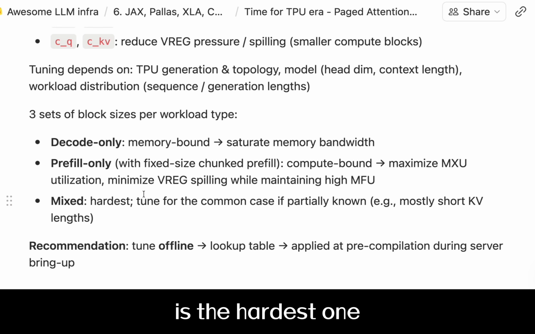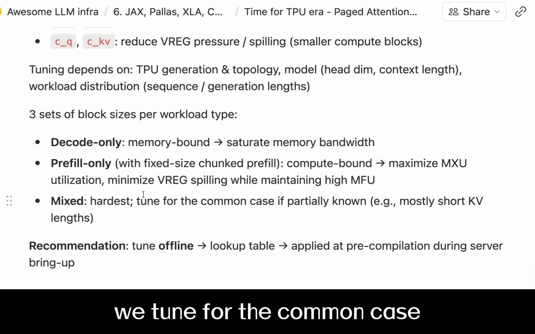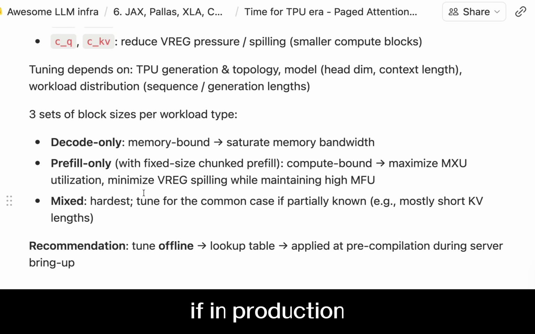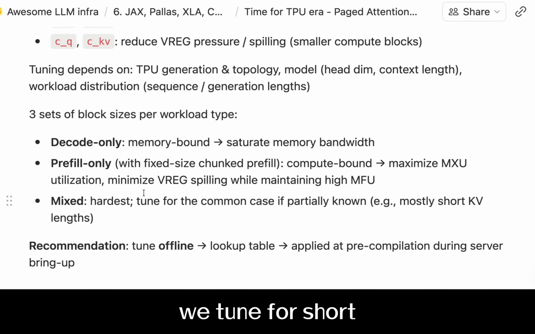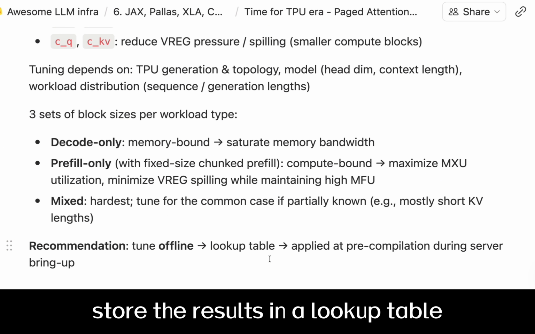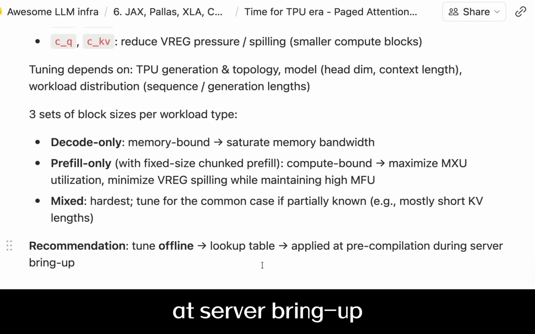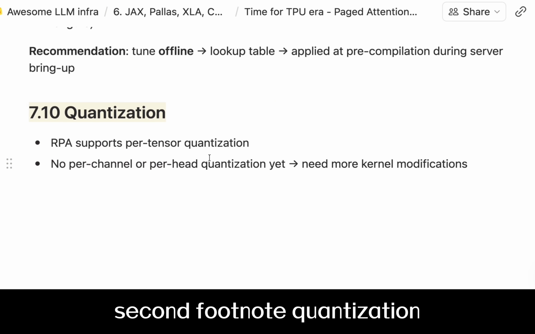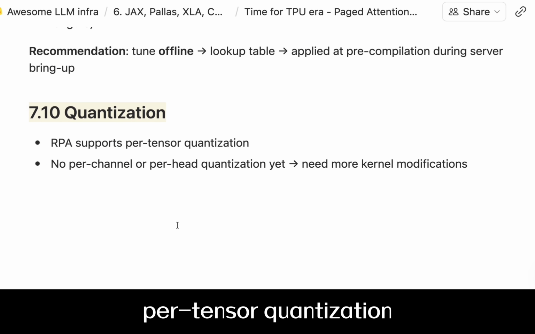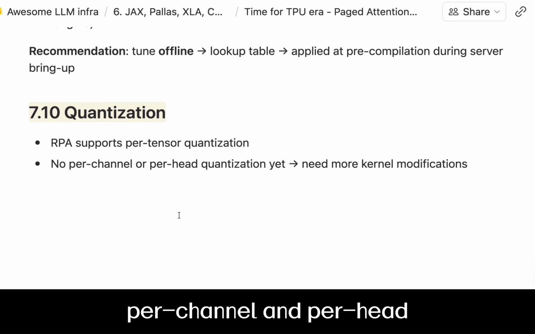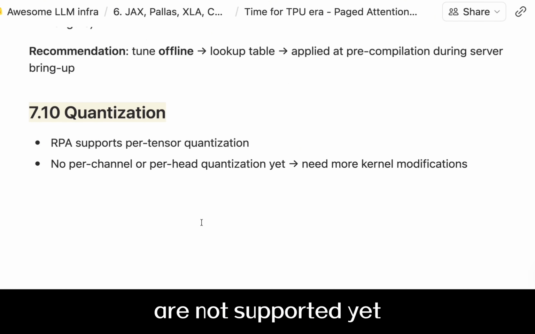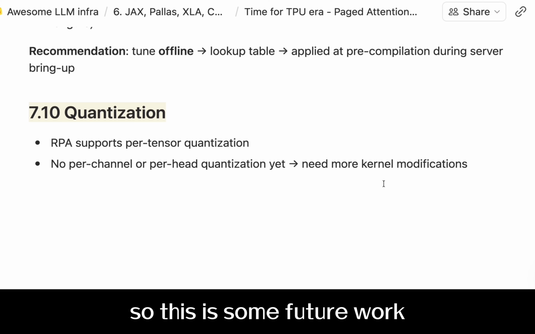And the mixed workload is the hardest one. We tune for the common case. For example, if in production most requests have short KVs, we tune for short. And the recommendation in the paper is that we can tune it offline, store the results in a lookup table, and apply it at server bring up. Second footnote, quantization. RPA currently supports per tensor quantization, which is one scale for the whole tensor. Per channel and per head are not supported yet, so this is some future work.